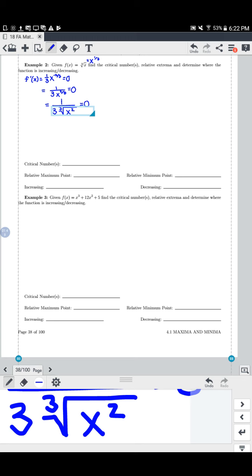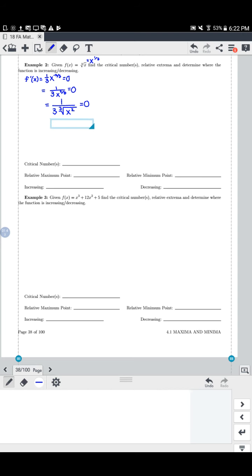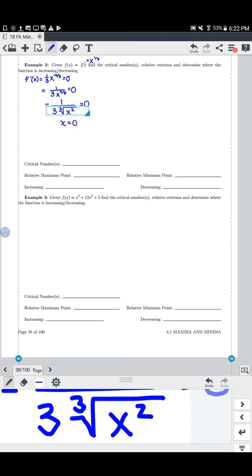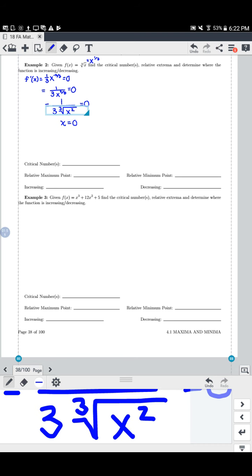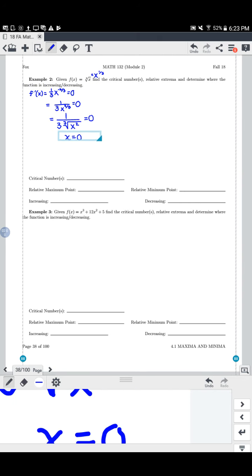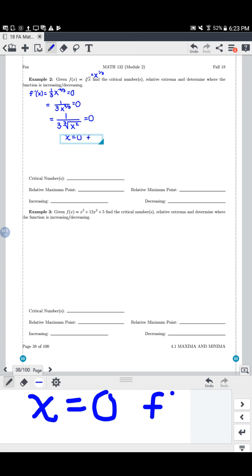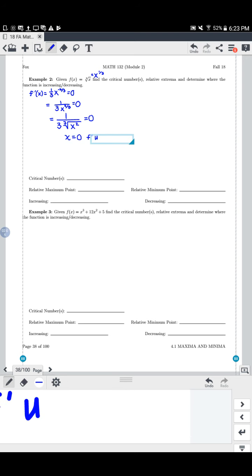So I want 3 times something to be 0. This something on the inside must have been 0. So this is only going to be true if x is 0, right? 3 times something, the third root of x squared, that x value must have been 0. This makes f prime undefined because we're going to make the denominator 0 this time. So our f prime isn't going to actually be 0, it's going to be undefined. We're going to divide by 0.